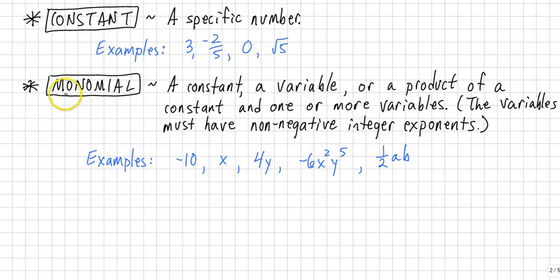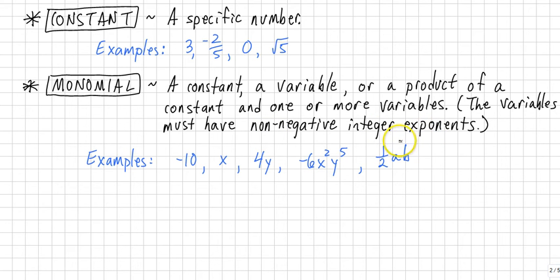Well, you're going to hear the word monomial a lot. A monomial is a constant. So any constant you can think of, we could also call a monomial. Those are kind of boring though. A monomial can also be a variable, or it could be the product of a constant and one or more variables. Now, something we have to remember is if you have variables, then those variables must have non-negative integer exponents.